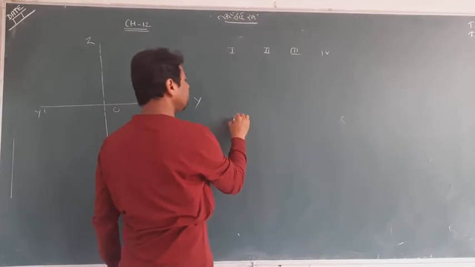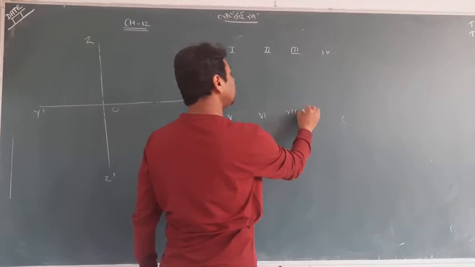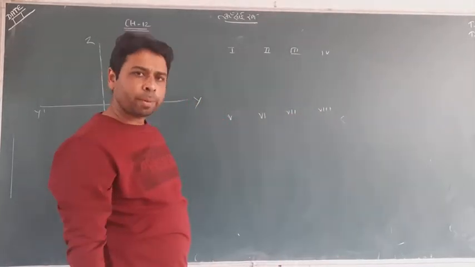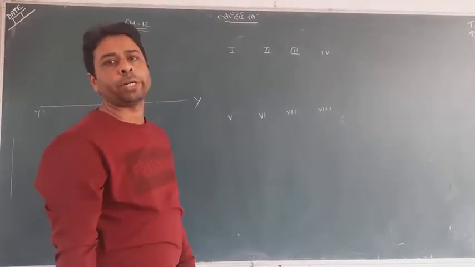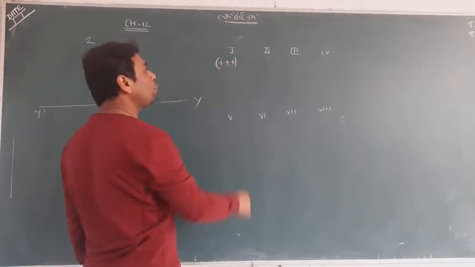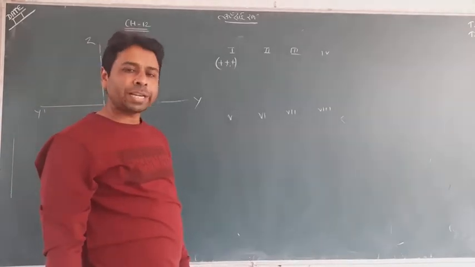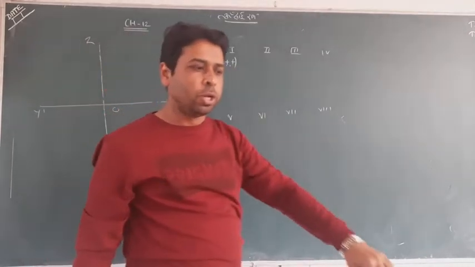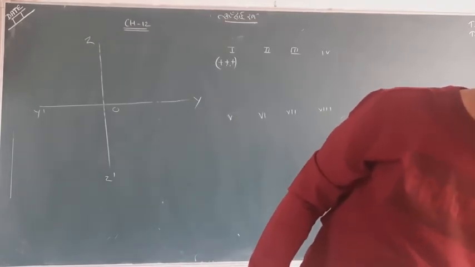fifth octant, sixth octant, seventh octant, and eighth octant. So we have 8 octants. We should remember in which octant what is the nature of any point. One should know that all coordinates are positive in the first octant. The first octant contains all such coordinates where x, y, z are positive. One should simply remember that it is printed on page number 270 in your book.